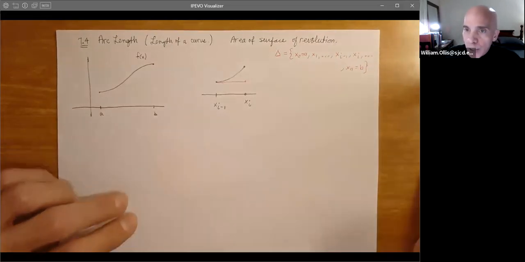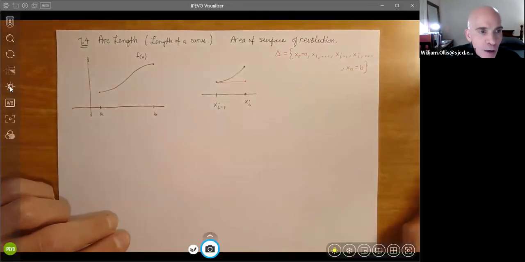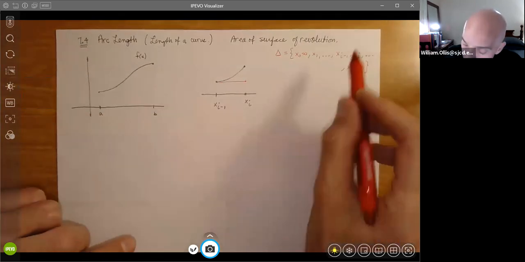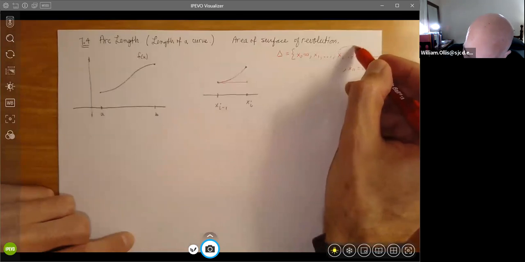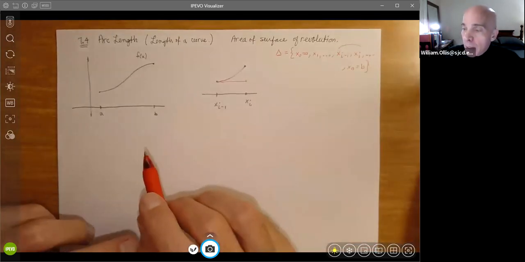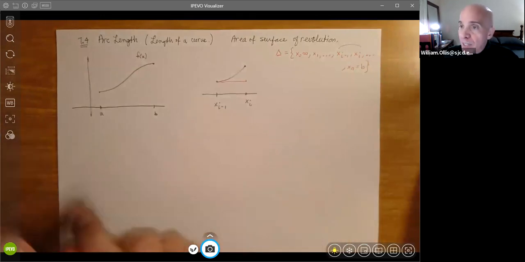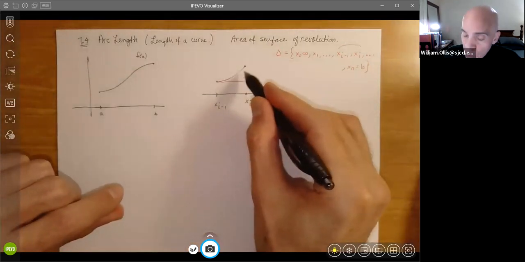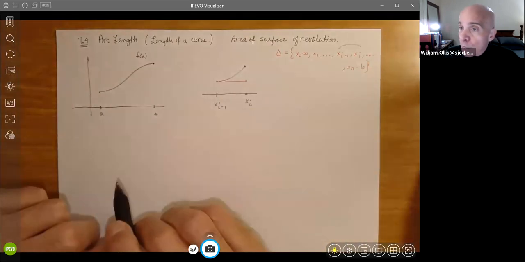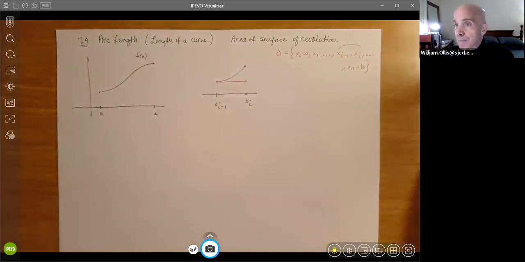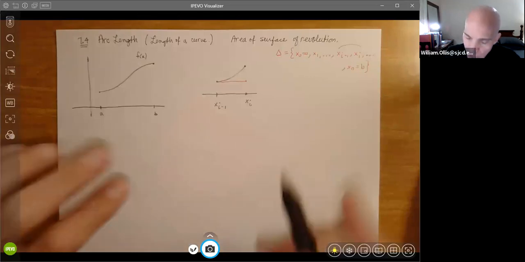So what we're doing is focusing on the idea that if we can look at one subinterval and get a nice relation for the length, or an approximation of the length, of this piece of the curve, then we can apply that to the rest of the subintervals, add it up, and then take the limit. So the idea is exactly what we've been doing. So none of this has changed.